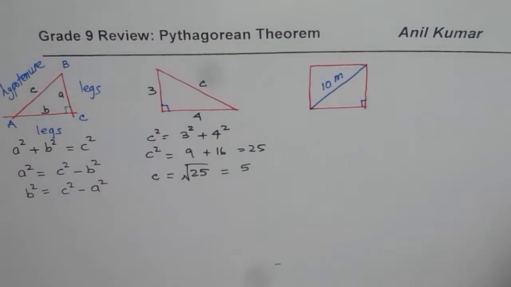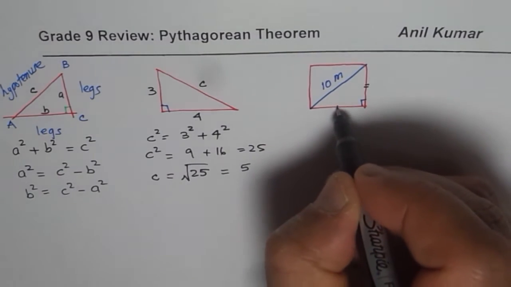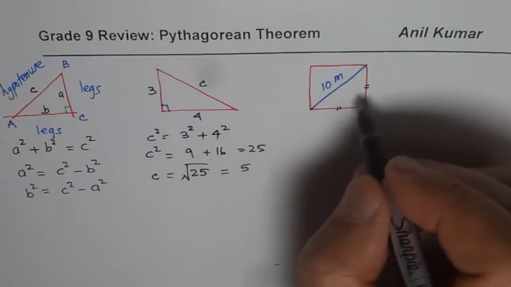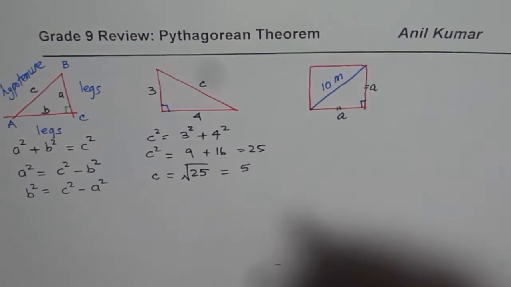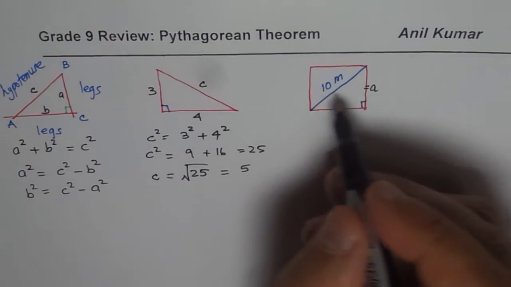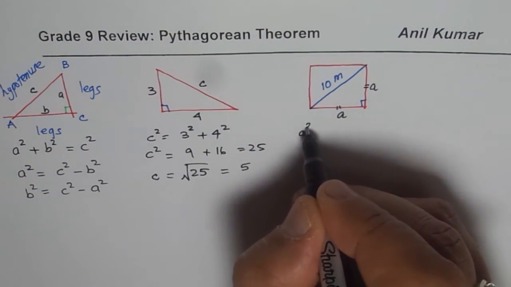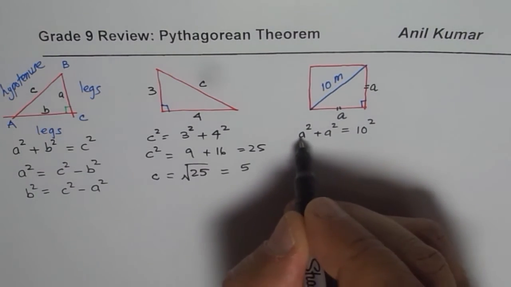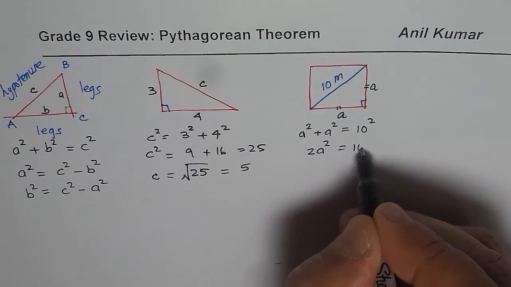It really means that all sides are equal. So this side is equal to the other side, and we know the hypotenuse is 10 meters. Since these sides are equal, I can name them by the same letter, A and A. Now I know 10 square is equal to A square plus A square. So I can write here A square plus A square equals 10 square. A square plus A square is 2A square, right? And 10 square is 100.